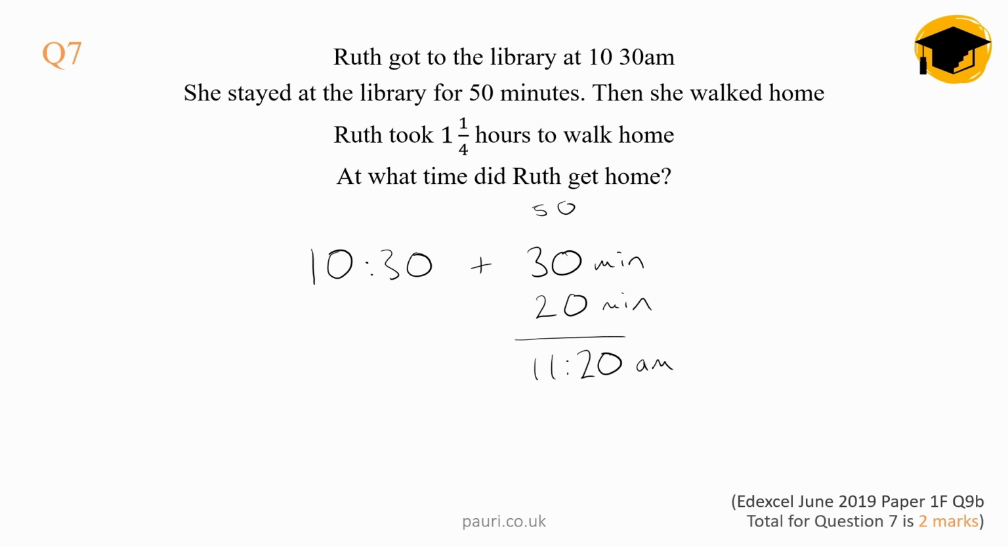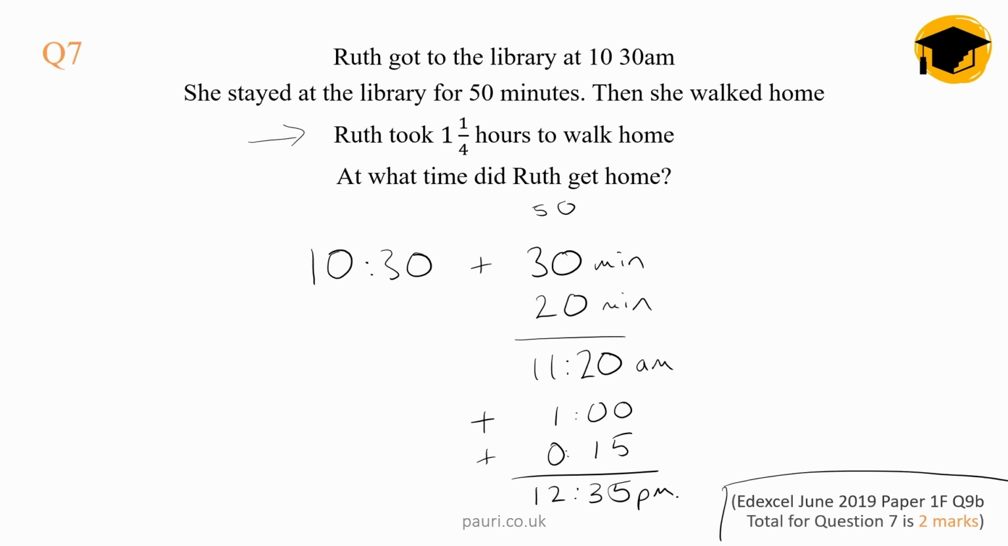Let's carry on reading the question. Ruth took 1 and a quarter hours to walk home. If we add on 1 hour, so you can say 1 like that, a quarter of an hour is half of 30 minutes, which is 15 minutes. Add that all up. 11:20 plus 1 hour is 12:20. 12:20 plus 15 is 12:35 p.m. Don't forget, after 11:59 a.m., it then moves into p.m.